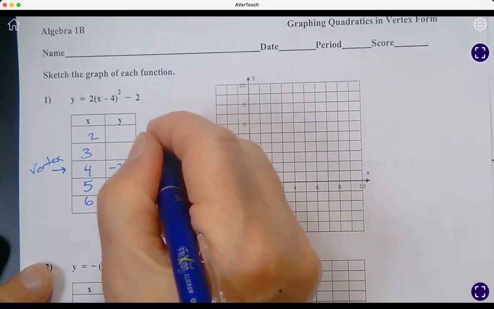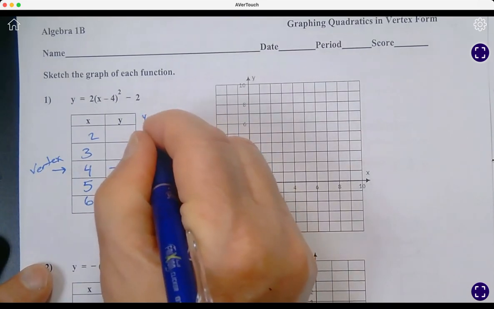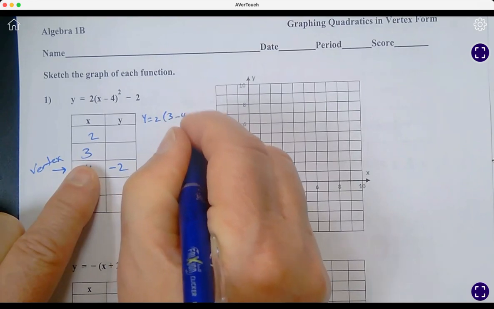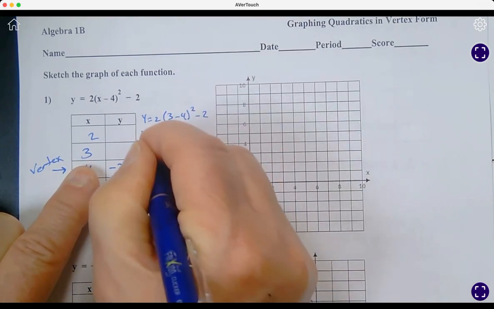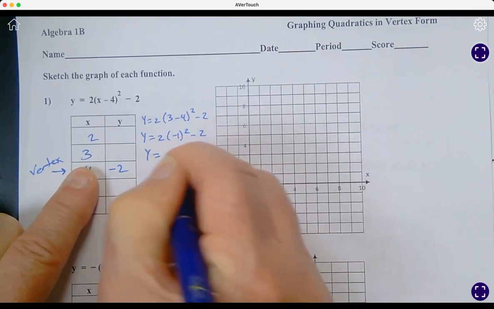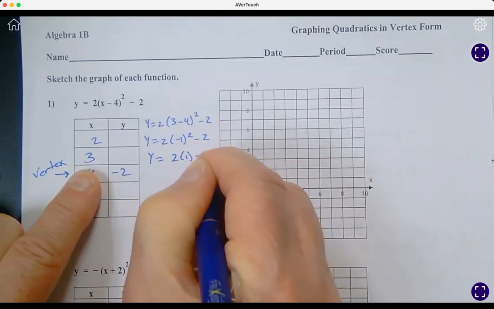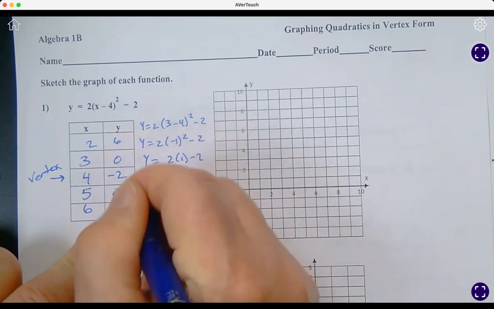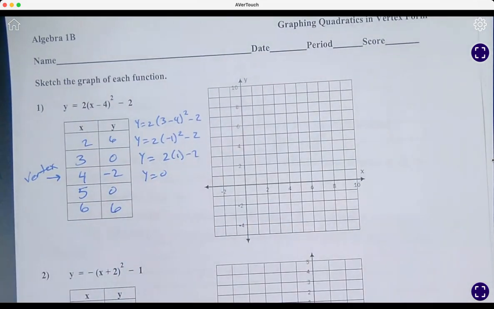Now let's use symmetry. So y equals 2. I'm going to let x be 3. Then I'm going to simplify. Yep, this is the exact same problem. I remember it now. 2 times 1 minus 2, 0, 0, 0. So this is 6 and this is 6. I remember. All right, there it is.